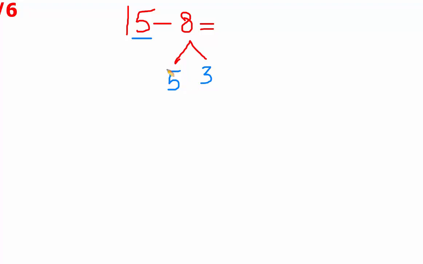So the first part is 5 to make 10. So 15 minus 5 equals 10. Okay? And then 10 minus 3 equals 7. So what is the answer? 15 minus 8 equals 7.